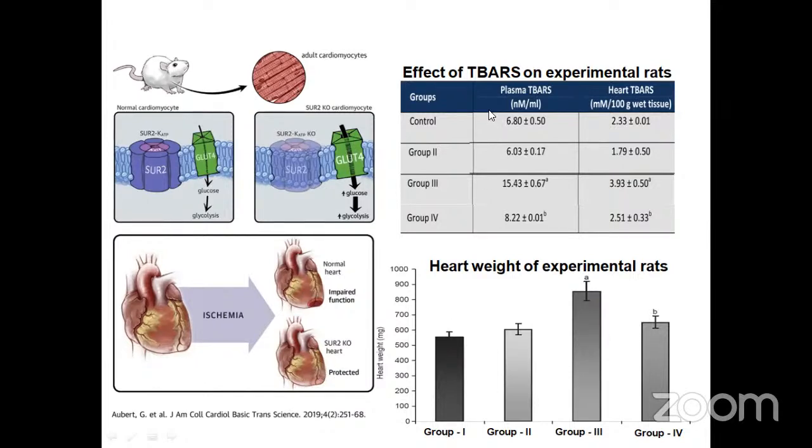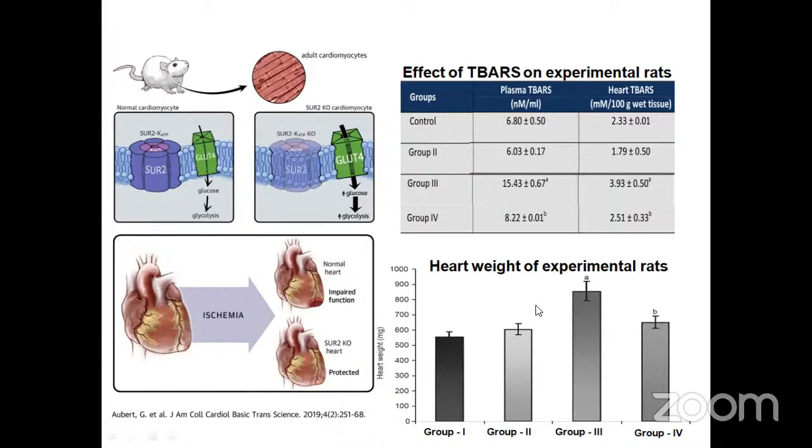We measured the thiobarbituric acid reactive substances from the plasma as well as the heart. Group 3 showed the maximum plasma TBARS, which was minimal in the pre-treated samples. Similarly, the TBARS in the heart tissue were significantly lower compared to control as well as the treated group. From this we can conclude that heparan sulfate has a cardioprotective mechanism against these isoproterenol-induced changes.